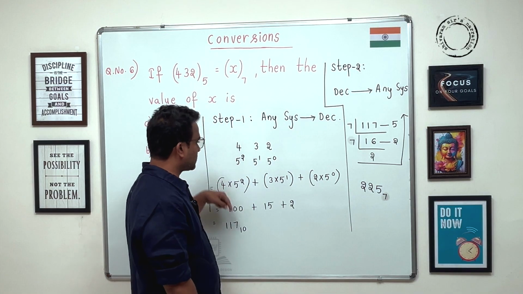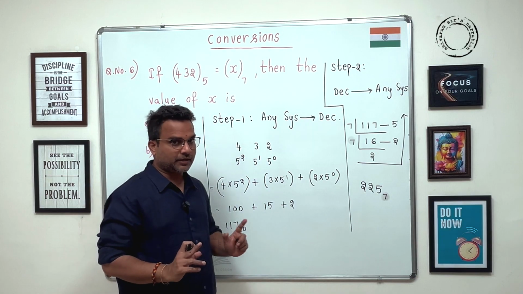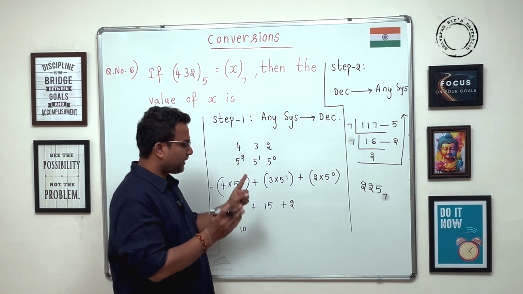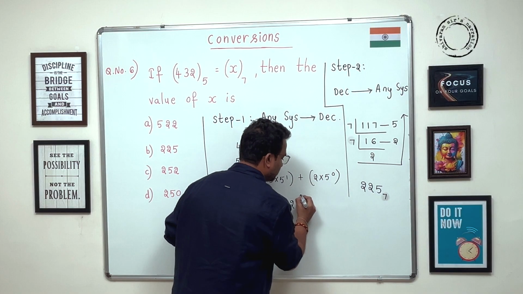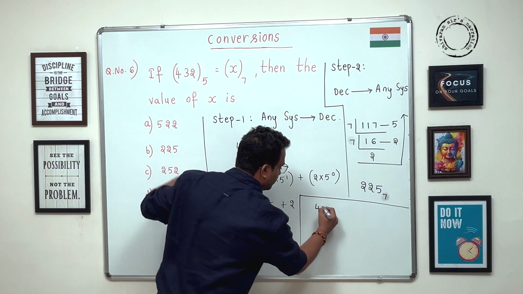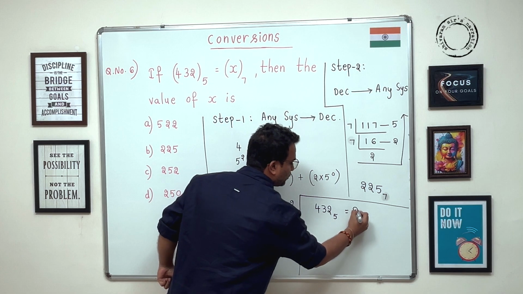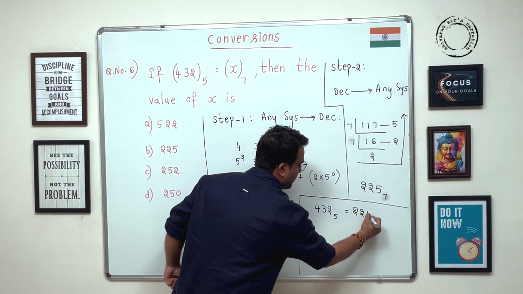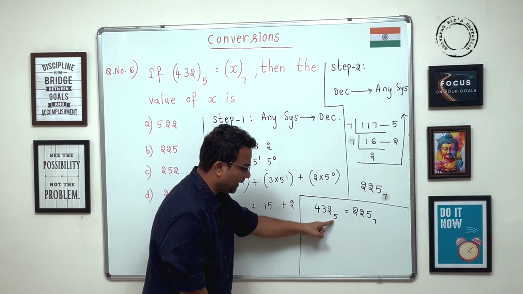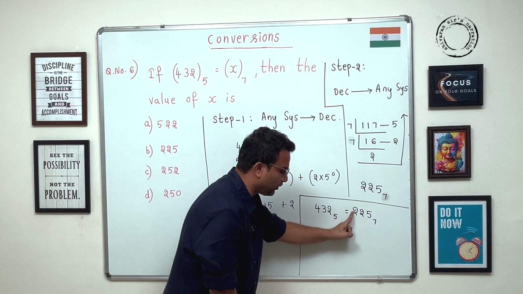That's it. So that's it for any number system to any number system. By using this two-step procedure, you can do it easily. And from this, guys, you can observe one point. Let us write the number here: 432 base 5 is equal to 225 base 7. The lower radix value has the higher number. The higher radix value has the lower number.